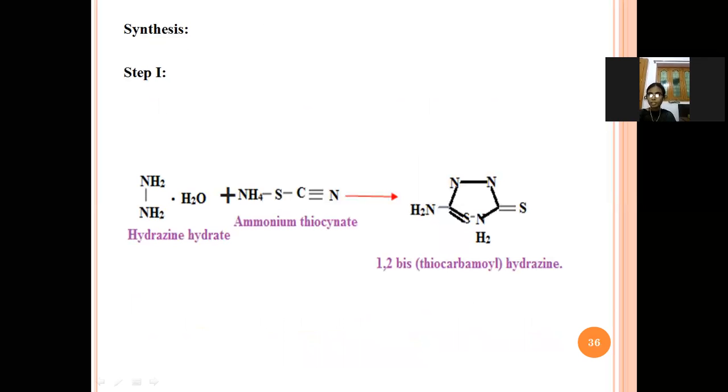So synthesis. The starting material is hydrazine hydrate and it is treated with ammonium thiocyanate. So when hydrazine hydrate is treated with ammonium thiocyanate, these two structures will get combined to form 1, 2 bis thiocarbamyl hydrazine. So this ammonium thiocyanate and hydrazine hydrate will get combined here to get 1, 2 bis thiocarbamyl hydrazine.